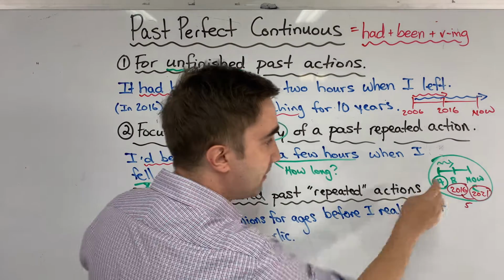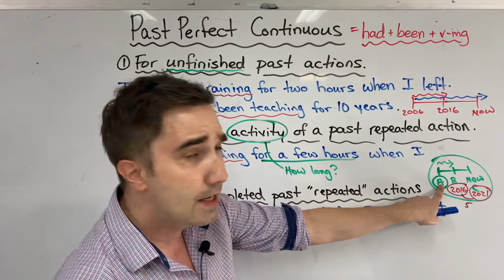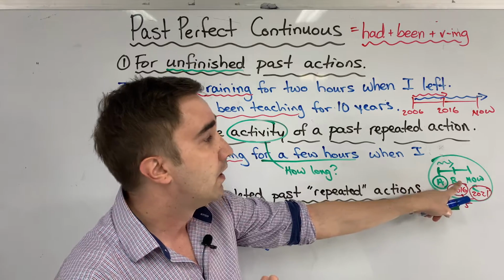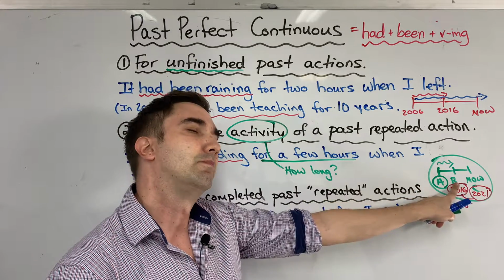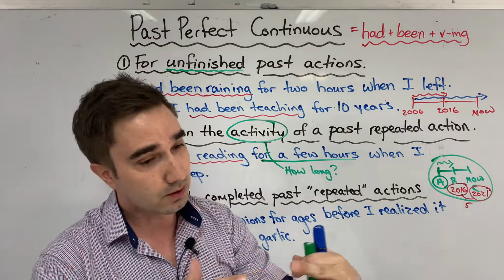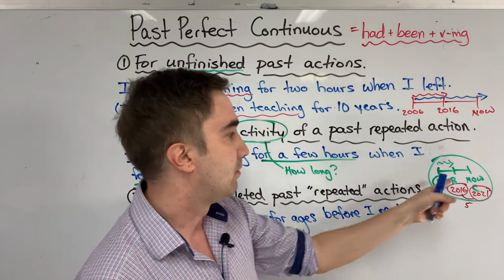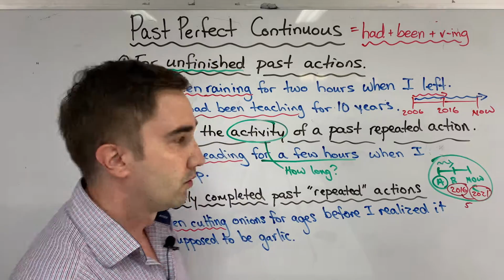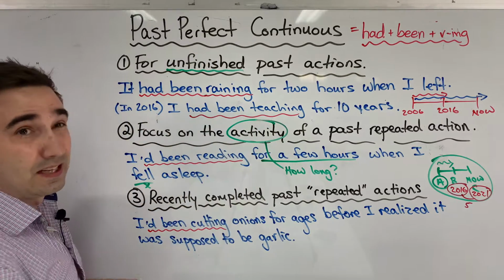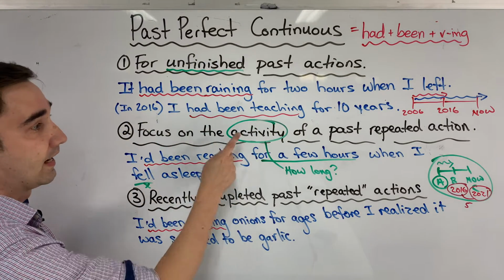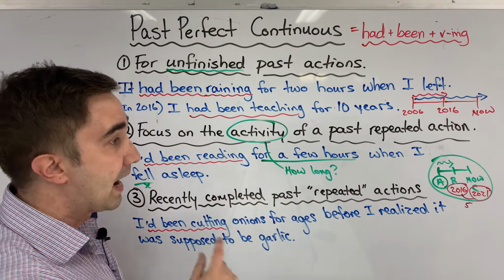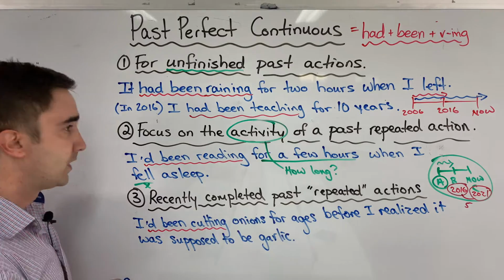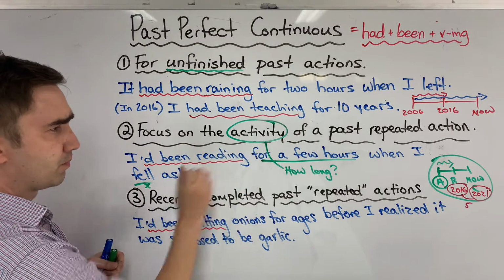So we look at the timeline again, right? A is when I started reading, and B is when I fell asleep. So I had been reading, that's a continuous action, and B is when I fell asleep. So we're focused on the activity. We're focused on the activity of that past repeated, because it's a continuous action. Okay? And the last reason, this one is pretty easy, I think.